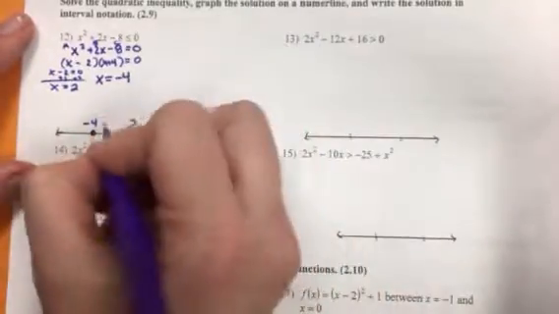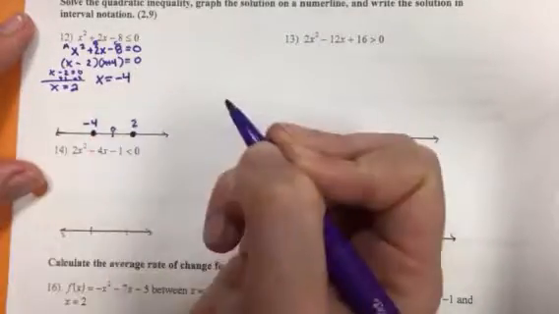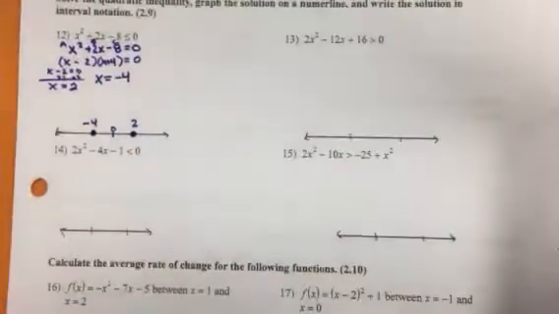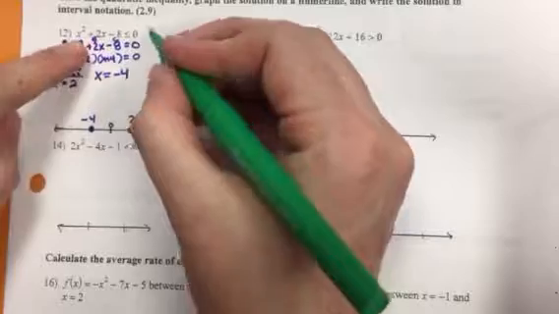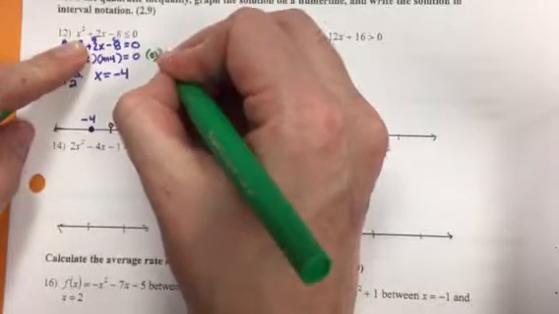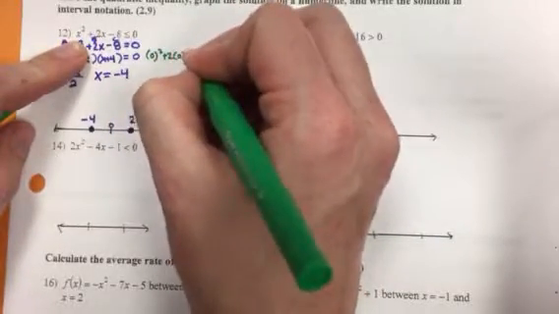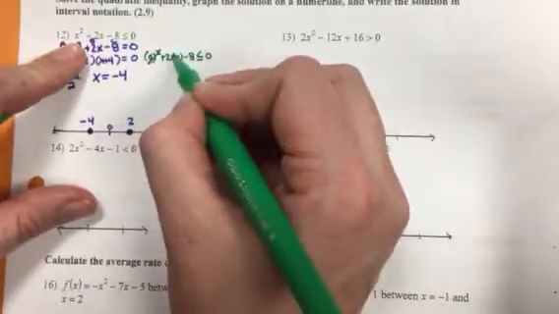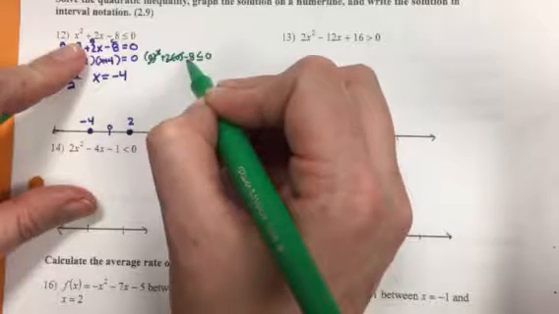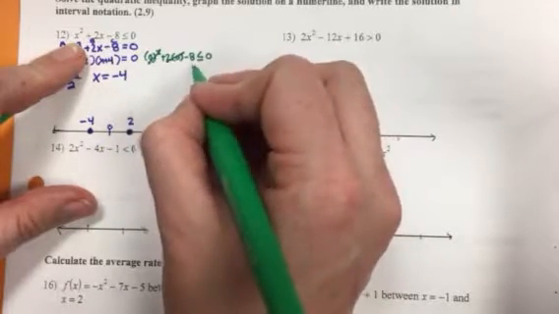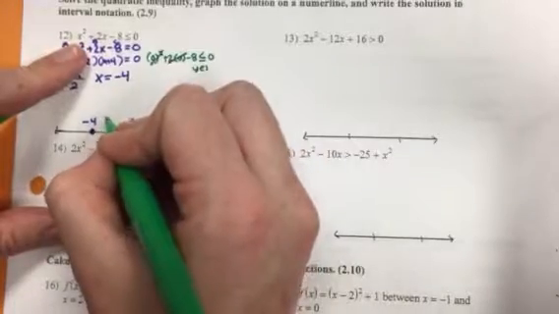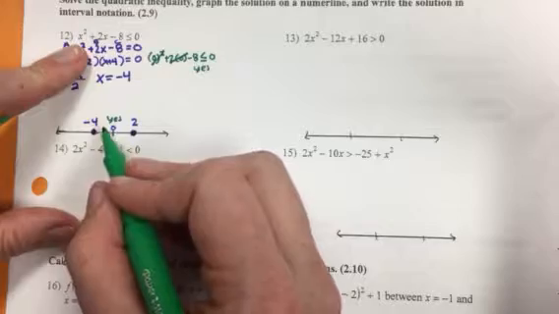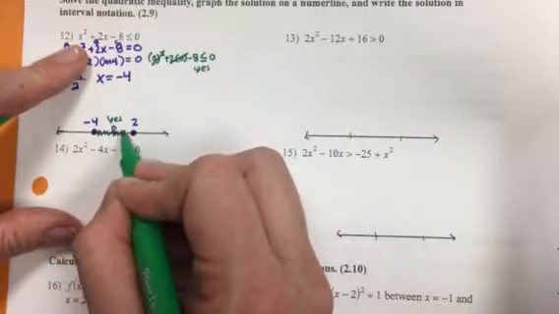Now I check. I like to plug in 0 to see if I'm going to shade here. So by plugging in 0 to my original equation, I'm going to get 0 squared plus 2 times 0 minus 8 is less than or equal to 0. 0 squared is 0. 2 times 0 is 0. Is negative 8 less than 0? Yes, that's true. So because it says yes for 0, that means if I ask myself, do I shade here? Yes, I shade in the middle.